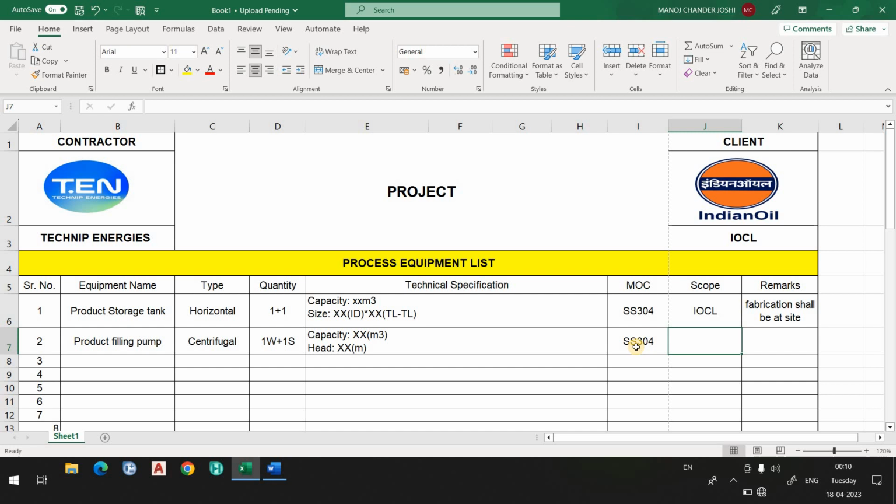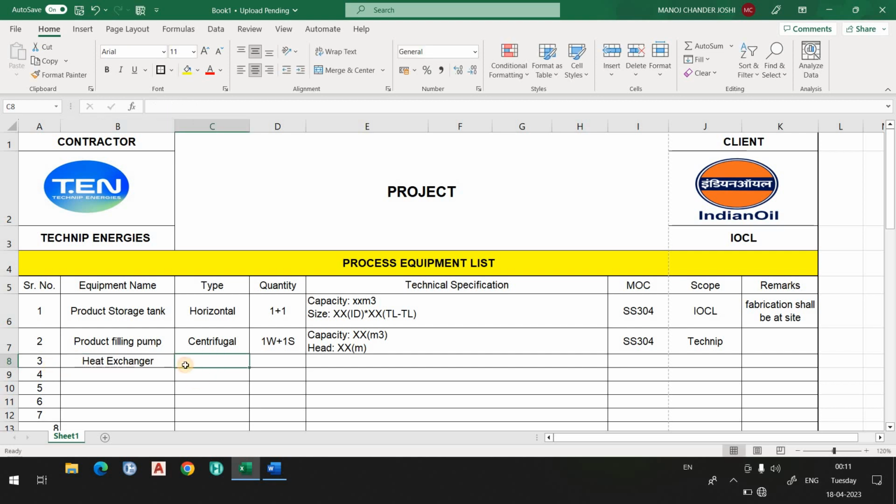Now who will provide this pump? This pump will be provided by the contractor, and the contractor is your Technip. If there is any remark, no, there is no remark. Now what could be the next equipment? It could be a heat exchanger.